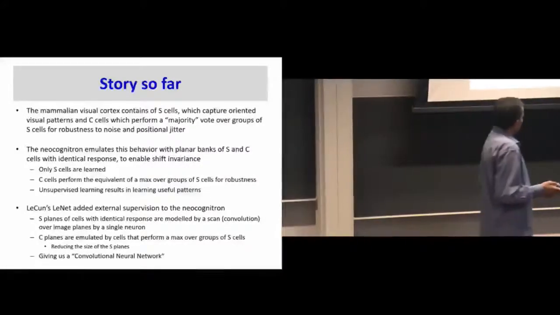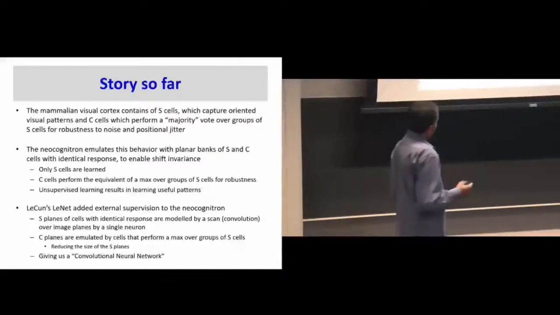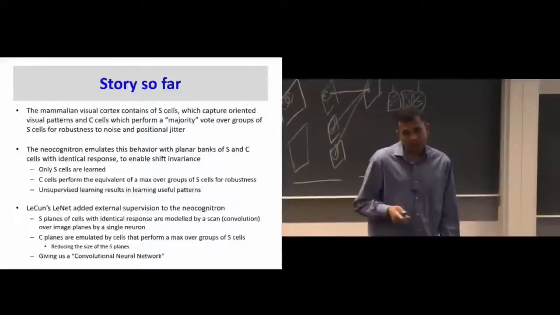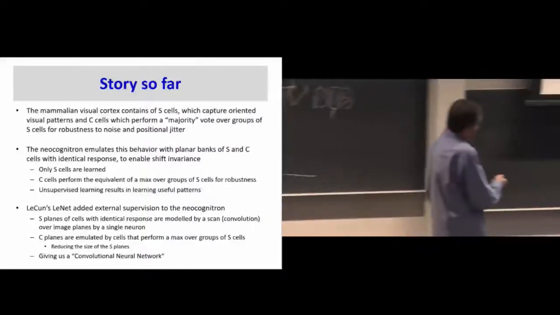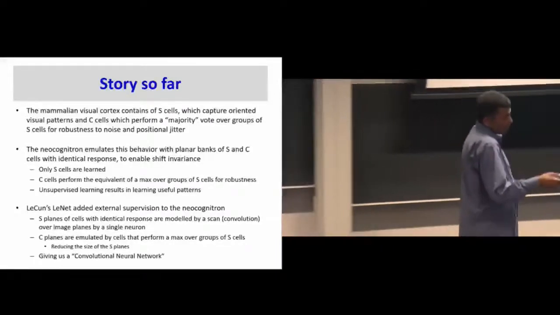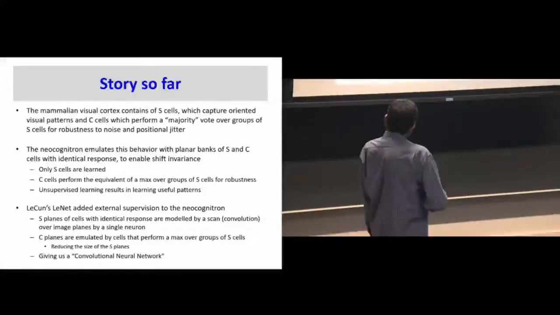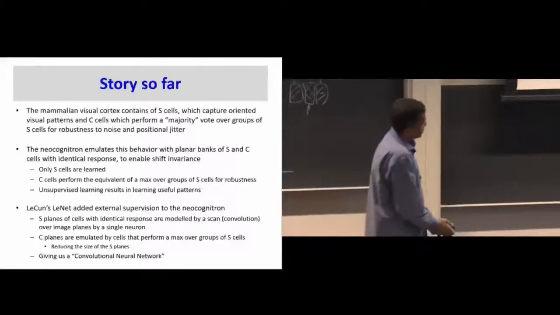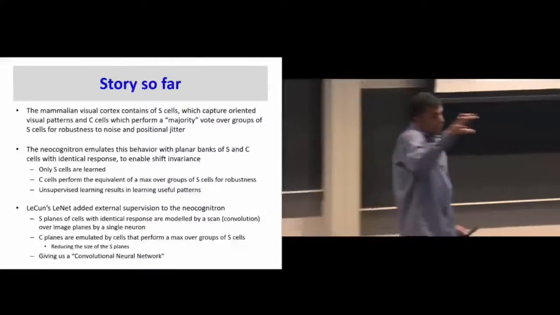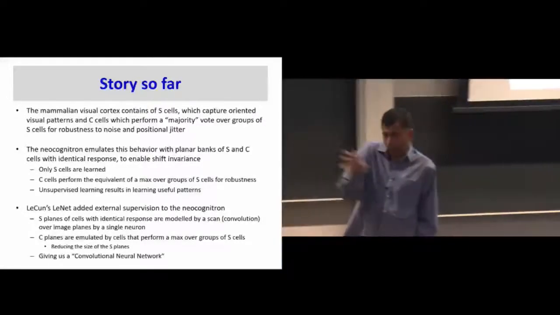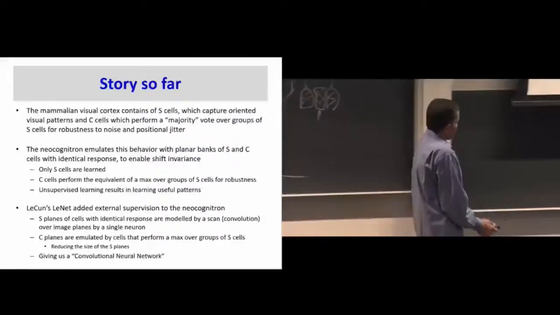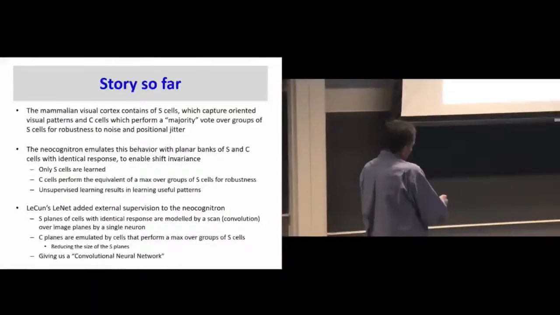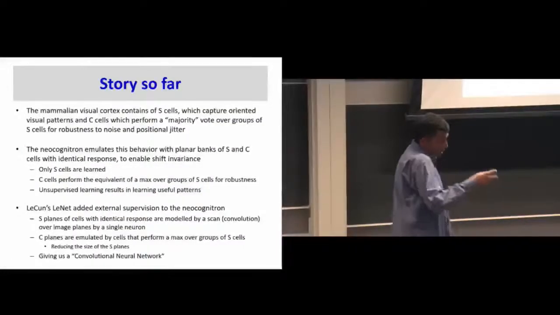And in the original model, it was shown that unsupervised learning results in the learning of useful patterns. LeCun's LeNet, that was LeCun's version of the model with the supervision, added external supervision to the Cognitron, where the S planes of cells with identical response are modeled by a scan. You don't need to have many copies of the same neuron. You can just take one pattern and scan. Computationally, they're exactly the same. And the C planes, similarly, are emulated by cells that perform a max over groups of S cells by reducing the size of the S cells.